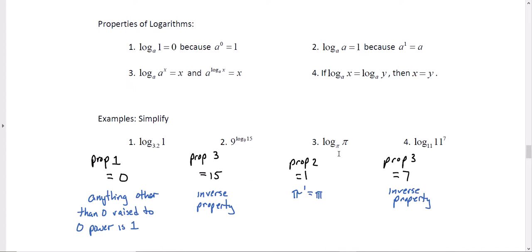Number 3, log base pi of pi. So what power do I put on pi to get pi? Well, by property 2, it has to be pi to the first power.